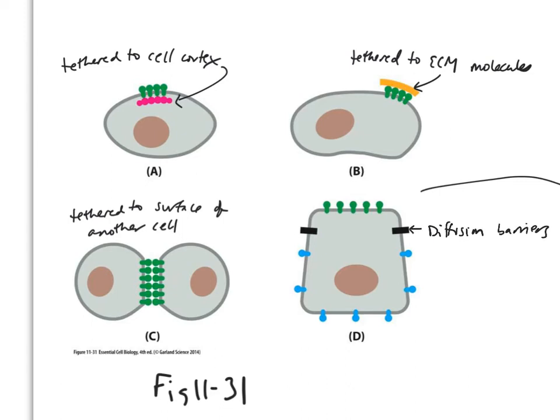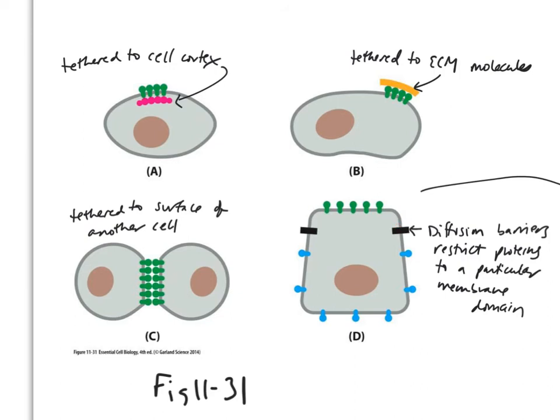And that's what these black rectangles are. And these will restrict proteins to a particular membrane domain. And basically what that means, think about this in 3-dimensional space. So this membrane is coming out towards us.